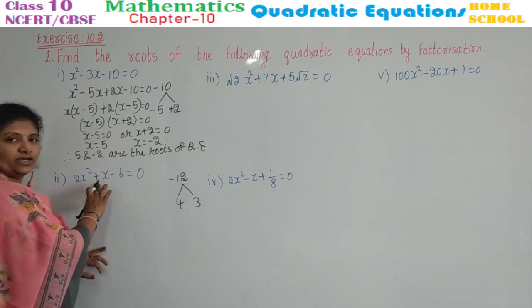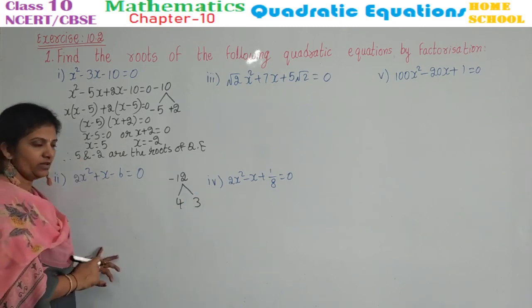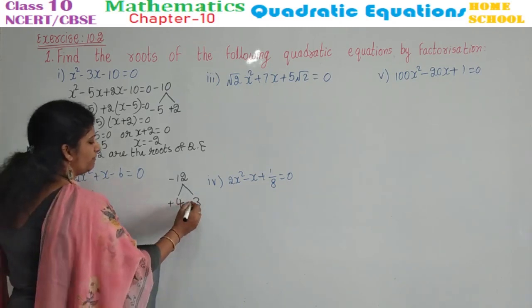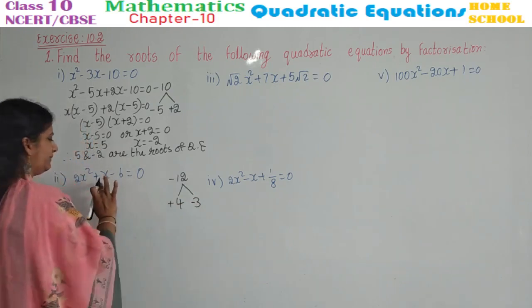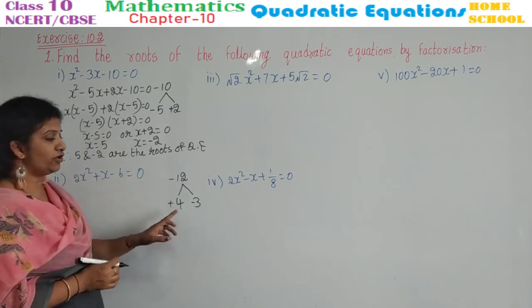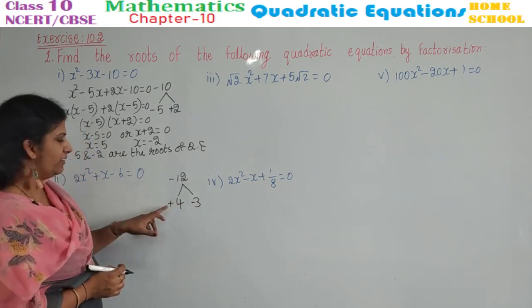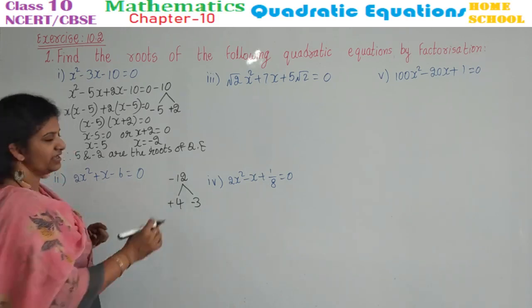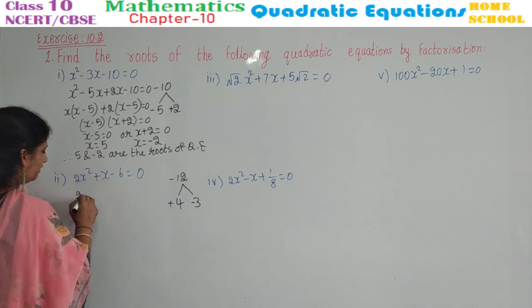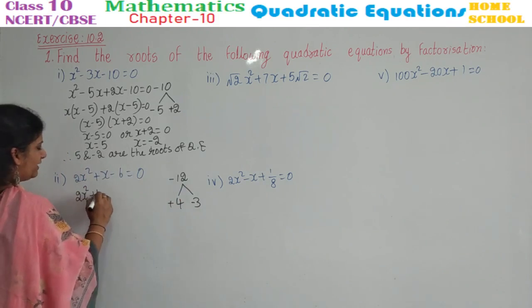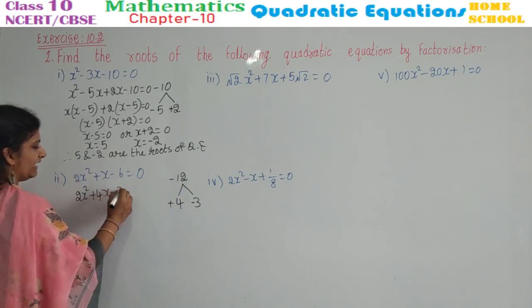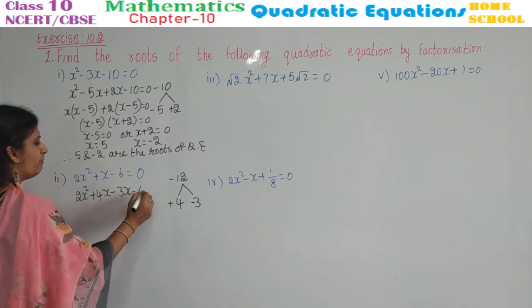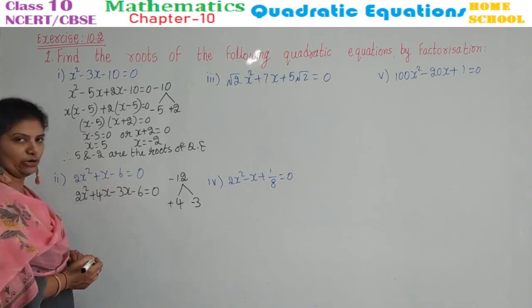And what about here sign plus 1 should come? 4 plus 4 minus 3. 4 minus 3 will be plus 1. And if you multiply, are you getting this one? Plus into minus. Minus 4 3s are 12. Yes. Now split the middle term. 2x square plus 4x minus 3x minus 6 equal to 0.